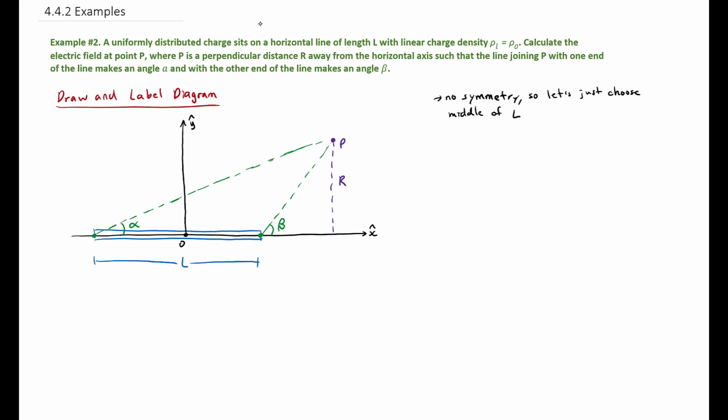And now we can look at our dE. So we have our total length. Similar to the previous problem, we want to see the contribution from tiny pieces of this length called dL, which in this case is simply dx. We want to see how it contributes to the electric field at point P. So this is going to be dE caused by some sort of dq at dl. Let's just write this separately.